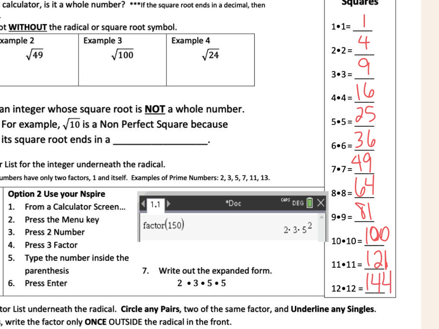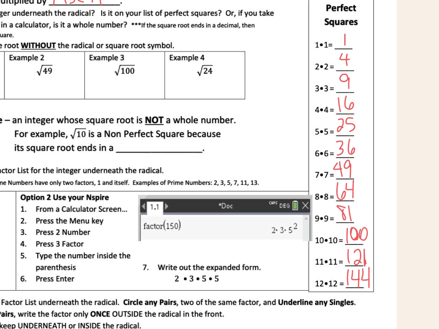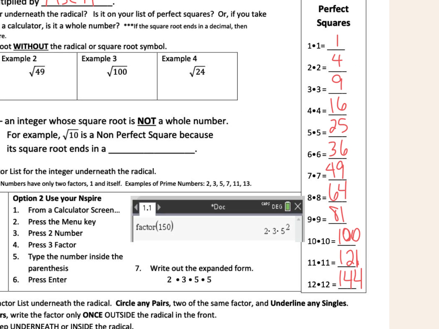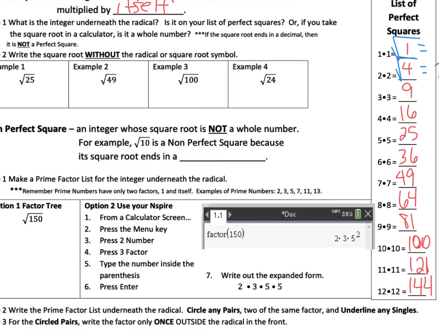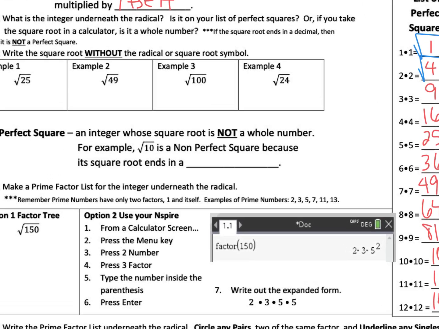The thing you need to remember is that when we have perfect squares like this, essentially what we're doing is taking the square root of this number, and we would say what times itself is 1, what times itself is 4. And that's the part we're going to be looking at today. So that little chart is going to be helpful to you. What is the integer underneath the radical? Is it on our list of perfect squares? That's what we need to decide. Or if you take the square root in the calculator, is it a whole number?